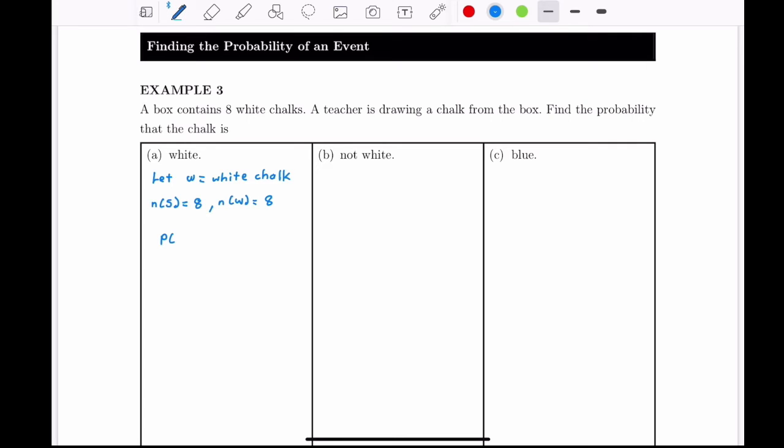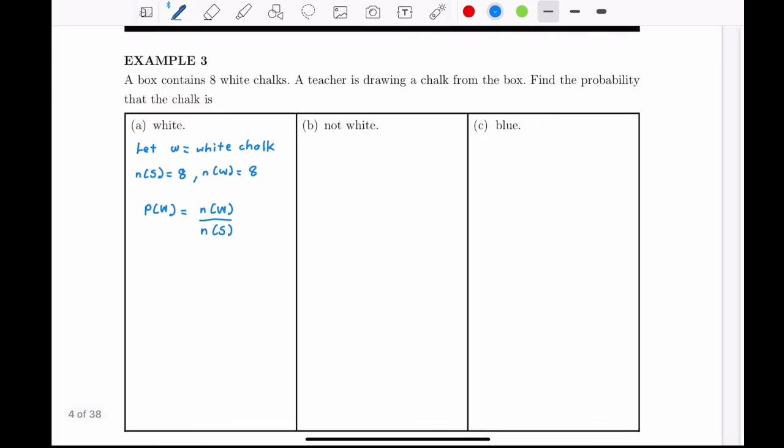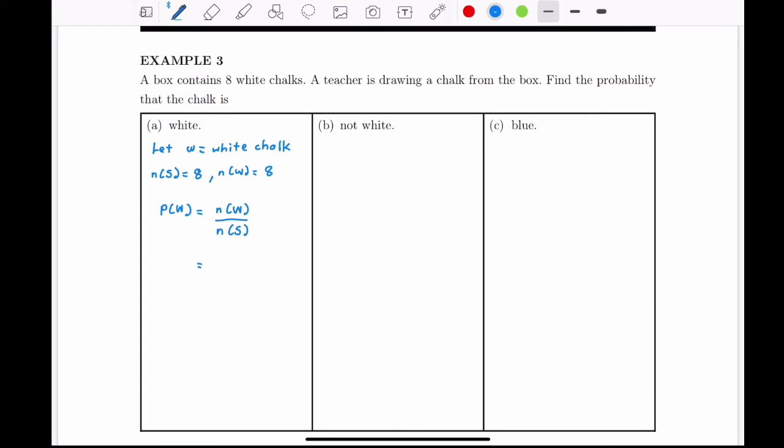So probability of getting white chalk when we draw chalk from the box is number of white chalk divided by number of all chalks in the box. So the answer is 8 over 8, which equals to 1. So when we get probability equals to 1, meaning we're definitely going to get a white chalk when we draw from the box.